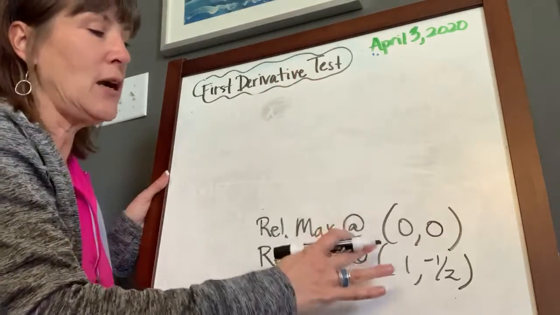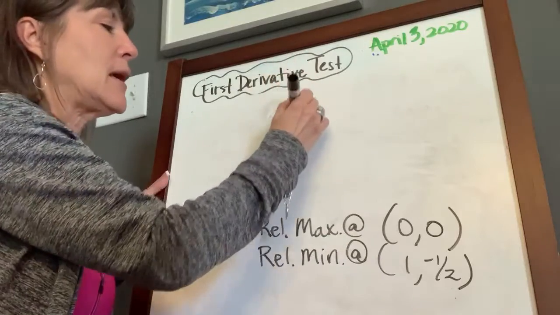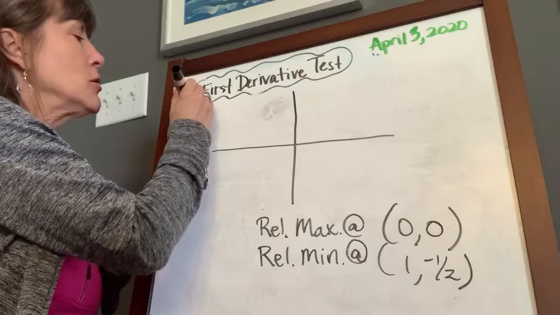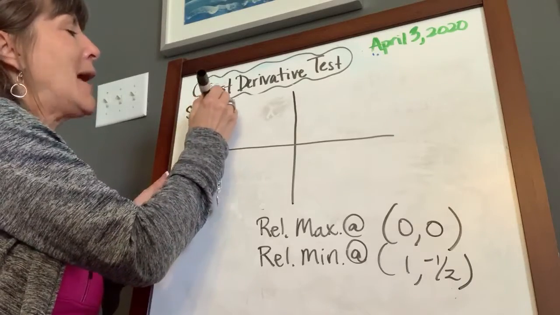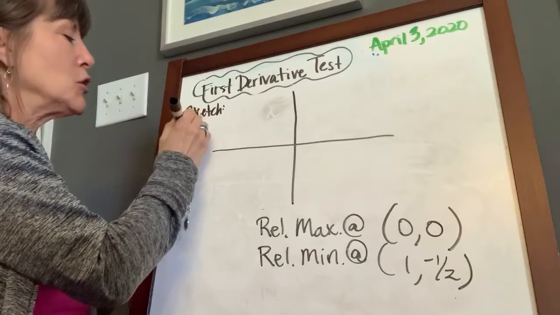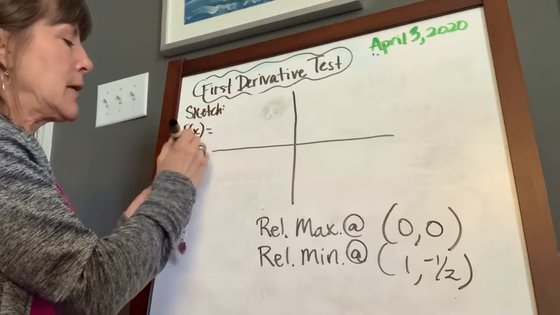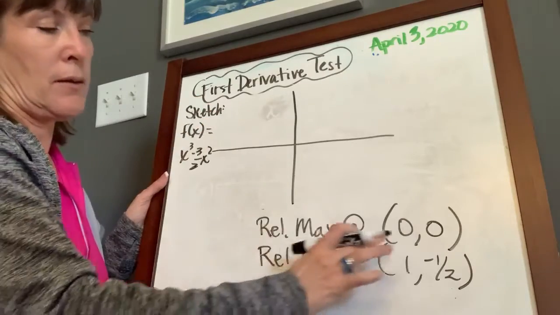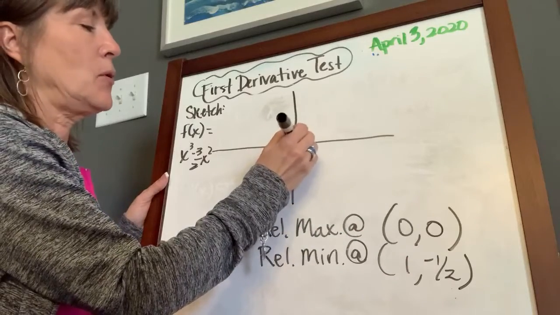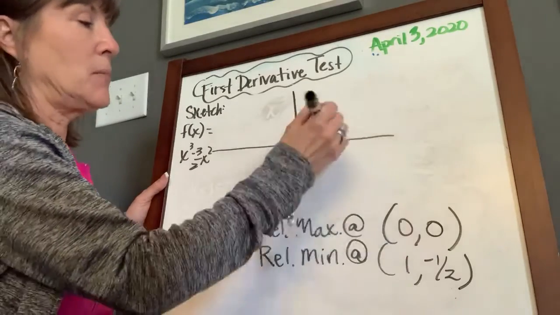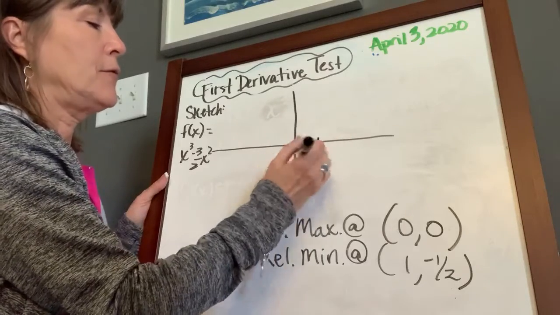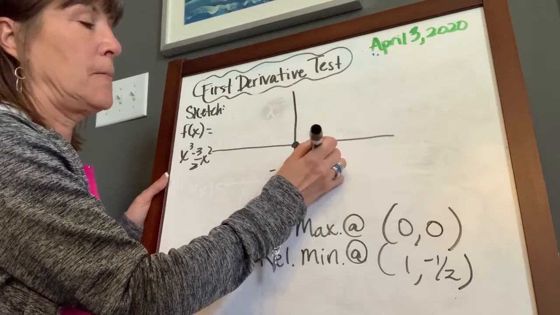But just knowing these two points and the increasing or decreasing intervals, I can make a sketch, not an exact graph, but a sketch of my original function, which was x cubed minus 3/2 x squared. All right, (0, 0), there's that point. The relative minimum is at x equal 1, y equal negative 1/2, which is about right there.